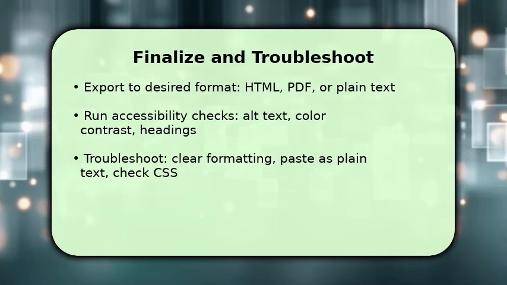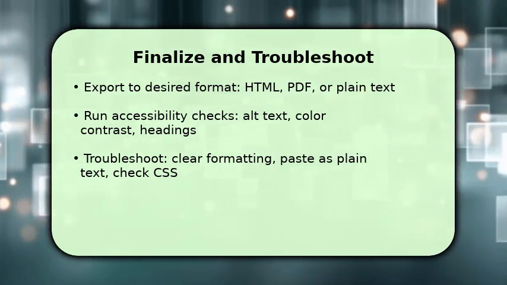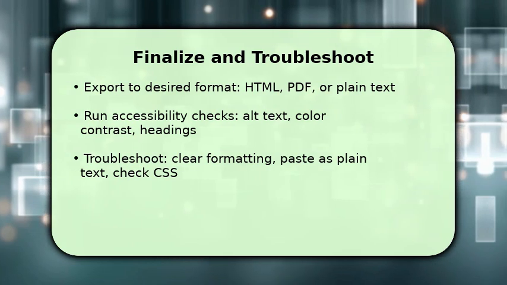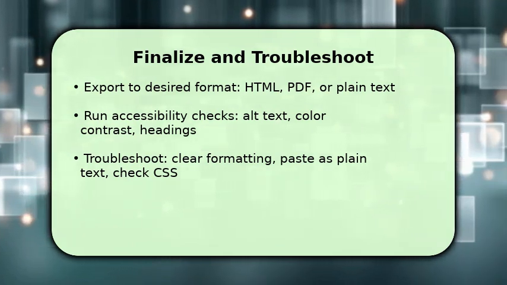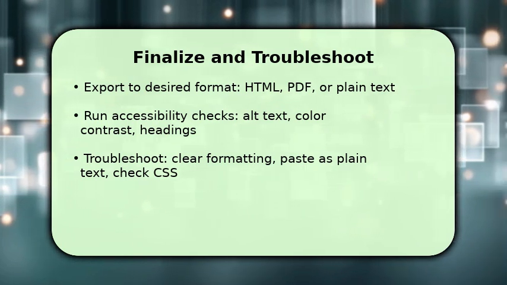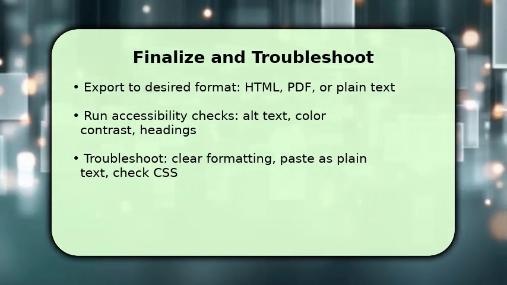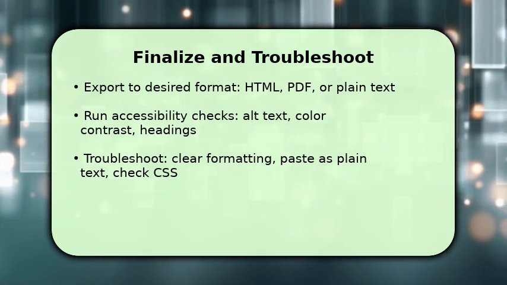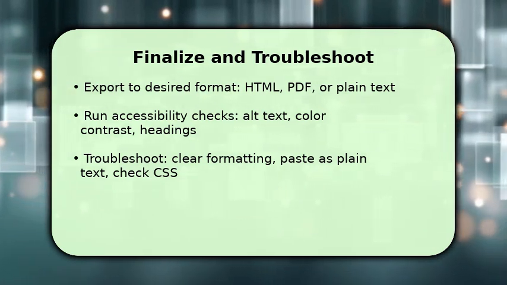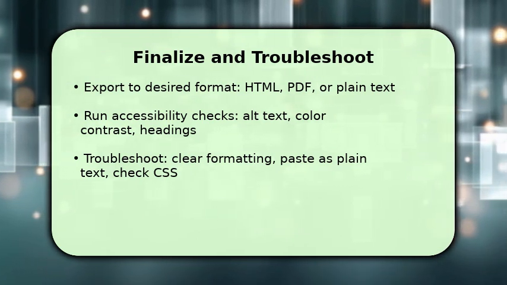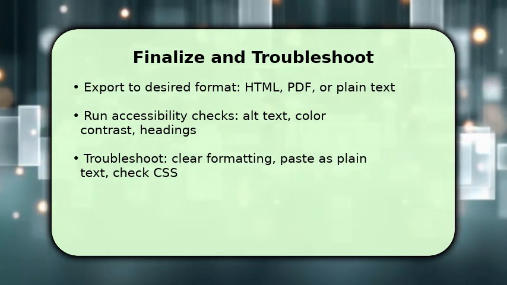Check headings, list nesting, and link targets, then export to your chosen format and preview the output. Once done, run basic accessibility checks like alt text and logical heading order so readers and tools can navigate your content. If things go wrong, first clear formatting and paste as plain text to remove hidden styles, then reapply styles.